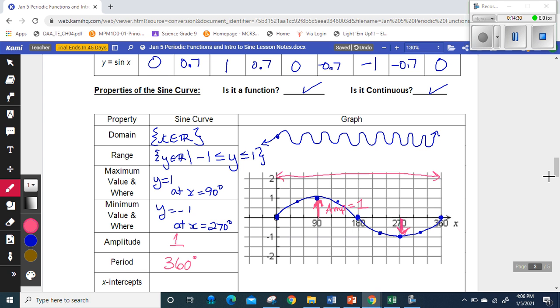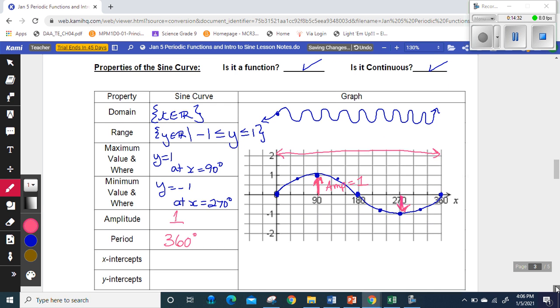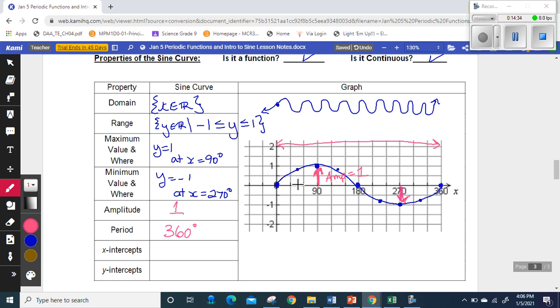I have a few x-intercepts and y-intercepts. So let's think about those ones. I have 1, 2, 3 x-intercepts here at 0 degrees, 180 degrees, and 360 degrees. My y-intercept, that's also here because we go through the origin. So y is equal to 0 at 0 degrees. So there's sine.